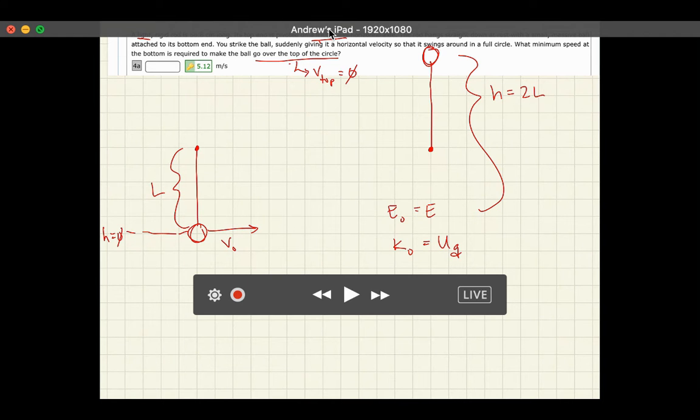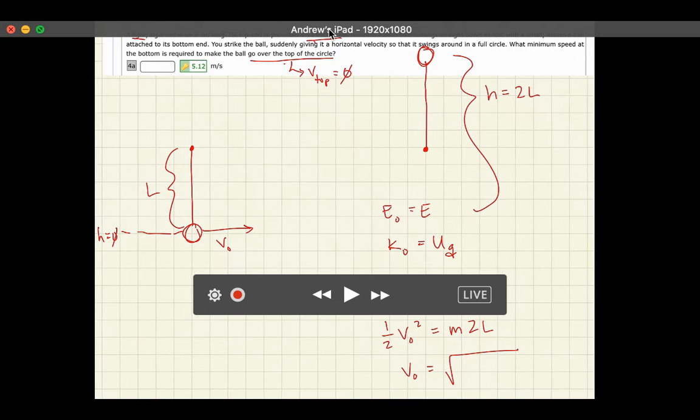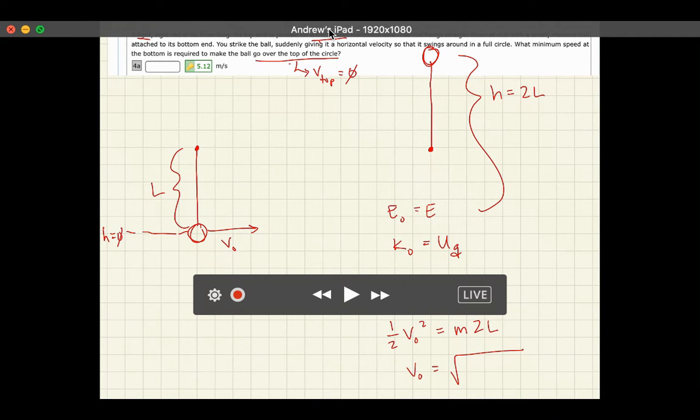Mass cancels here, so I get 1/2 v initial squared equals g times 2L. And v initial equals the square root of... actually, it's just gL, huh? Because those, no, 4gL. Boom, done.